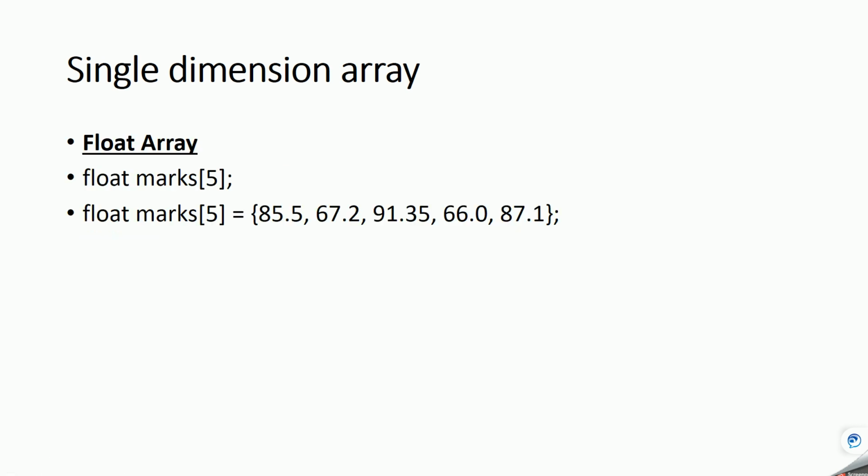Let's see another type of array, with a different data type. You can have an array that can hold decimal values. In that case you will say float, and you will give the array name and the number of items you want, and in this case you can give the values in decimal.